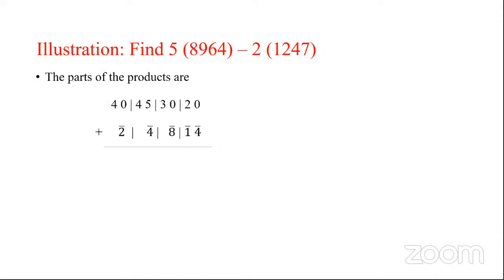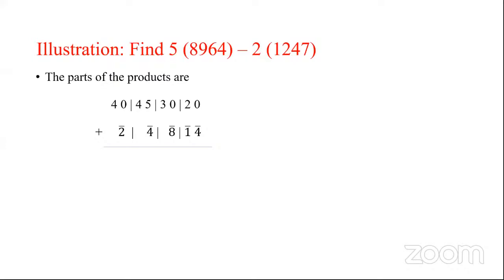5 times 8964 minus 2 times 1247. Write the parts: 40, 45, 30, 24. Your way of writing, you can write minus or all bar digits, any one way. I have written all bar digits. You can write minus and 2, 4, 8, 1, 4. Now vertical addition in this case, of course, bar digit means a subtraction always.